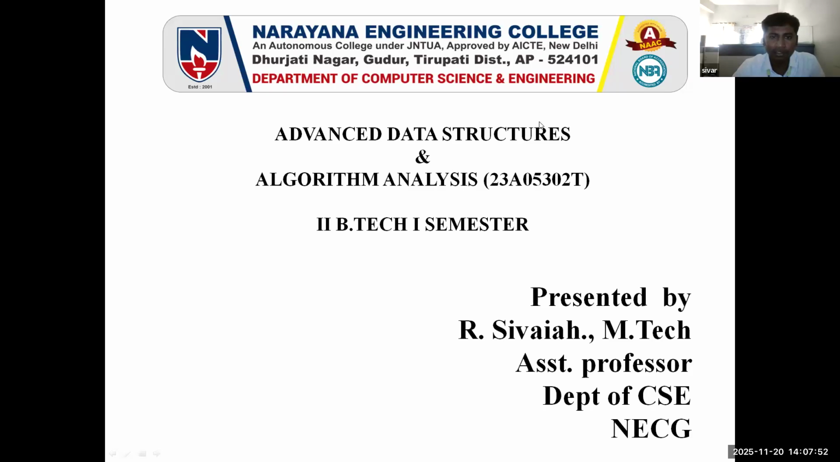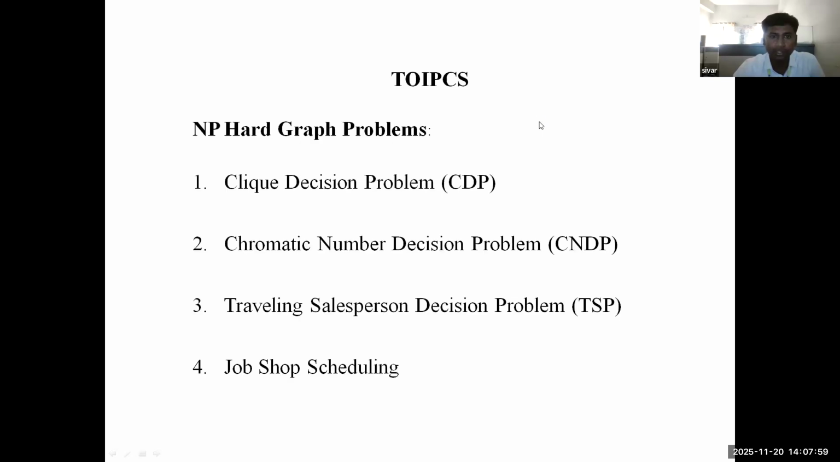Today I am going to discuss advanced data structures and algorithm analysis. In that subject, I am going to discuss NP hard graph problems. The first one is the clique decision problem. The second one is the chromatic number decision problem. The third one is the traveling salesperson decision problem. And the fourth one is job shop scheduling.